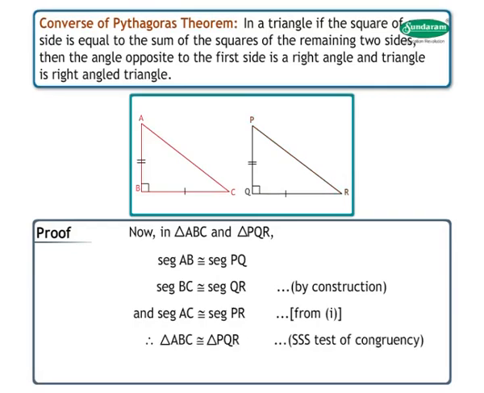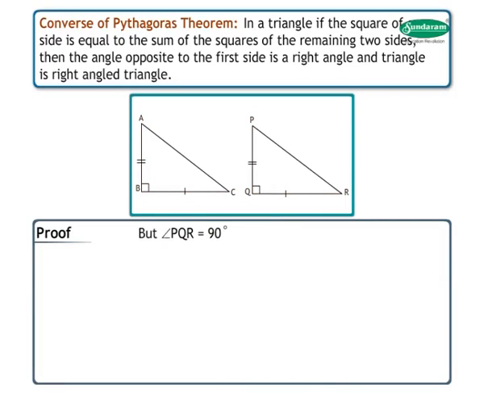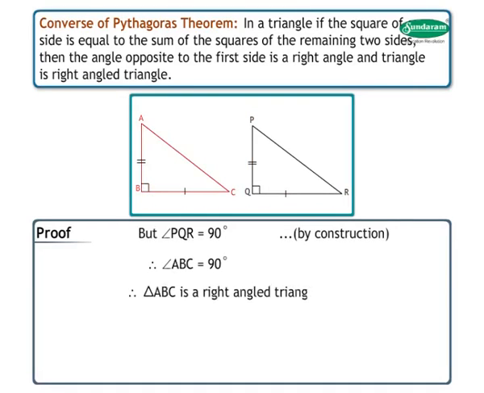Therefore, triangle ABC is congruent to triangle PQR by SSS test of congruency. Therefore, angle ABC is congruent to angle PQR as they are the corresponding angles of congruent triangles. But angle PQR is equal to 90 degrees by construction. Therefore, angle ABC is equal to 90 degrees. Therefore, triangle ABC is a right-angled triangle.